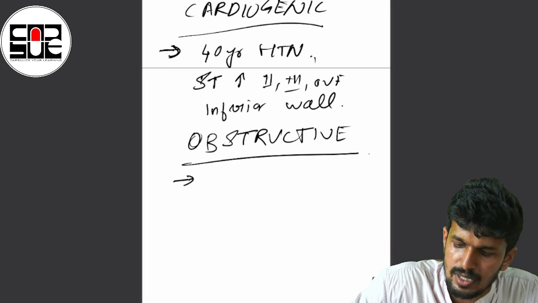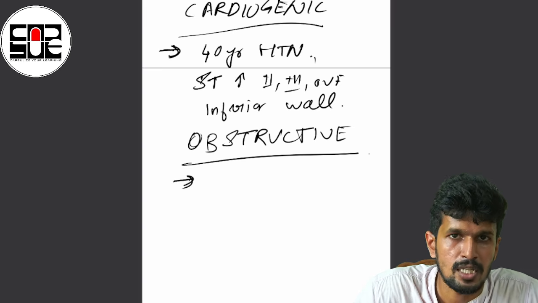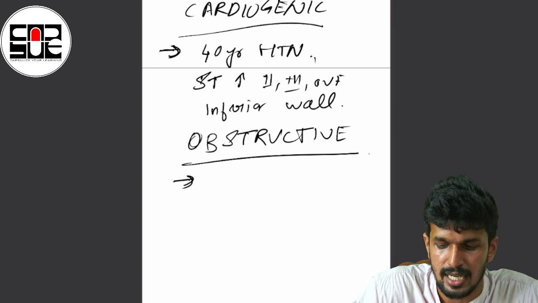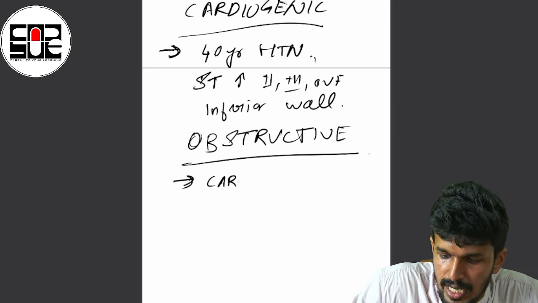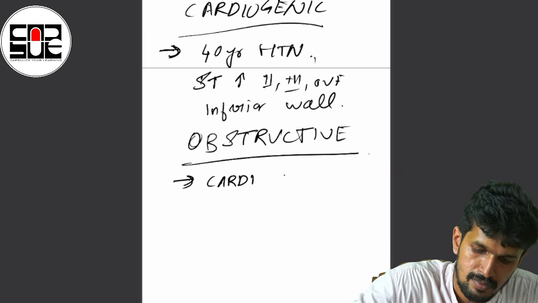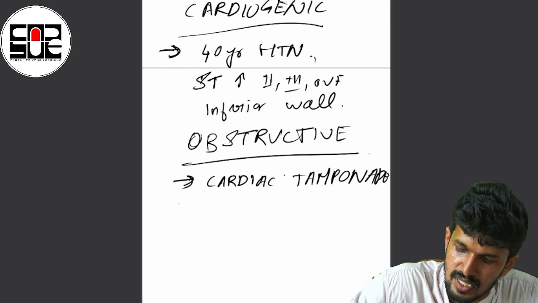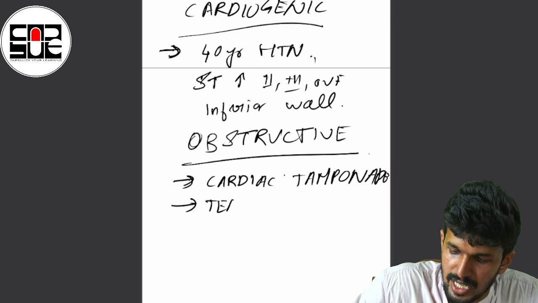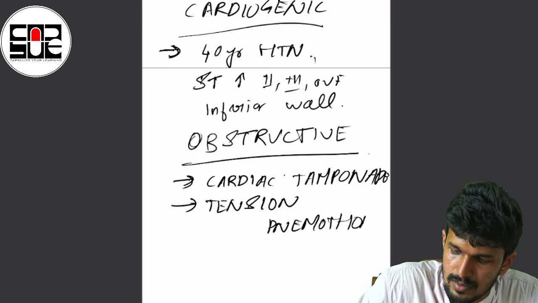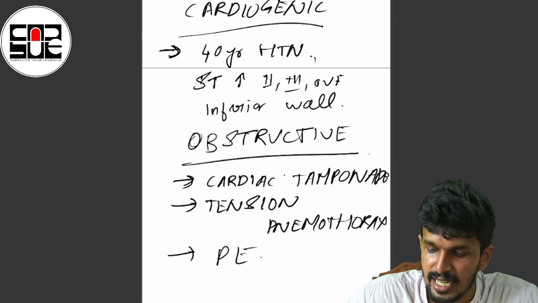The basic examples which you need to know in obstructive shock is what causes obstructive shock. If someone asks you about the examples which can cause obstructive shock in a surgical setting, we need to know about 3 headings basically. That is, examples are cardiac tamponade, second one is tension pneumothorax, third one is pulmonary embolism. You need to know about these 3 headings significant enough.